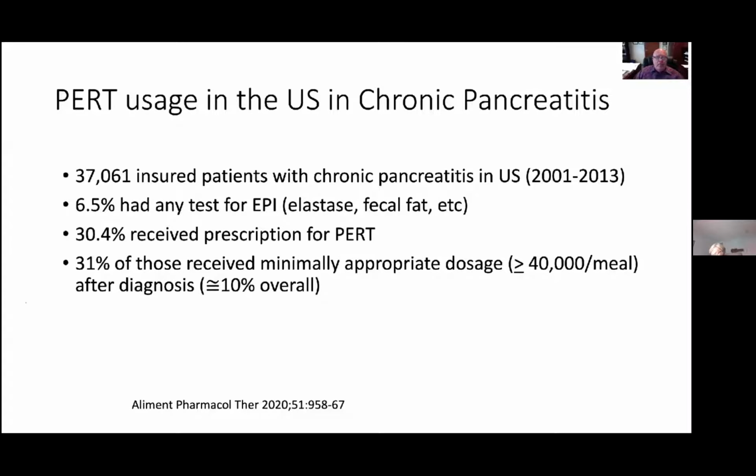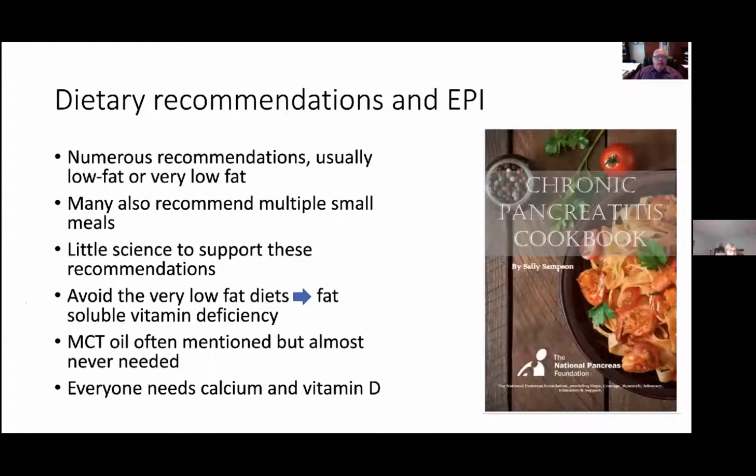And then we were able to look at the various billing codes and prescriptions, and we found that only about 6.5% had at any time had a test to look for exocrine pancreatic insufficiency, like a fecal elastase or fecal fat. 30% had actually received a prescription for enzyme replacement therapy, but of those, only about a third received what we thought would be a minimally appropriate dose, which is around 40,000 lipase units per meal. So this third of a third translates into around 10%. So about 6.5% get tested, and about 1 in 10 receives a minimally effective dose. And this data is mirrored by studies from Europe. So we kind of know what to do, but it often doesn't happen.